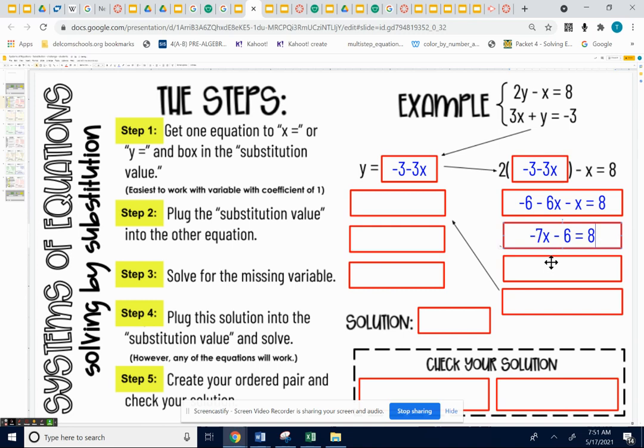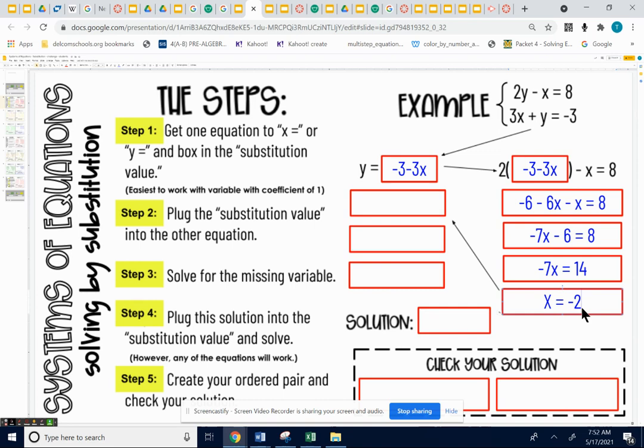I'm not going to show every step, but I'm adding 6 to both sides. When I do that, I have negative 7x on the left with nothing else, because my 6 went away. 8 plus 6 is 14 on the right. So I have negative 7 times x equals 14. Now I'm going to divide each side by negative 7. I get x equals negative 2. That's half of my answer. My x coordinate is negative 2.